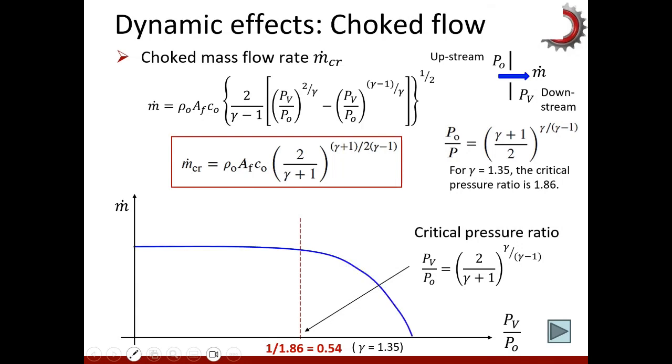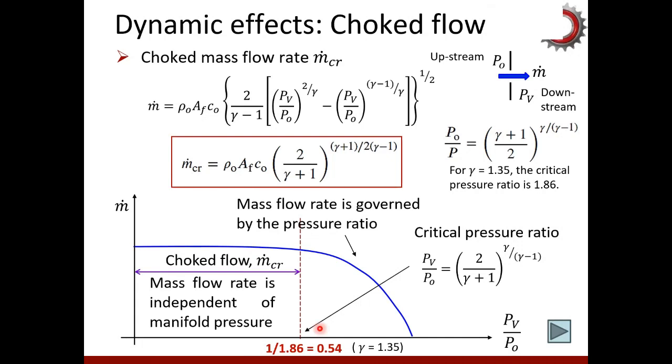And if you plot the mass flow rate at different pressure ratios, what you would see is something like this. And in this region, mass flow rate is governed by the pressure ratio. So when the pressure ratio is changed, the mass flow rate is changed. But when the pressure ratio is below this one value, the flow becomes choked. And as a result of that, mass flow rate becomes independent of the pressure ratio or the manifold pressure. So in choked flow, the flow is governed by gamma, not the pressure difference.